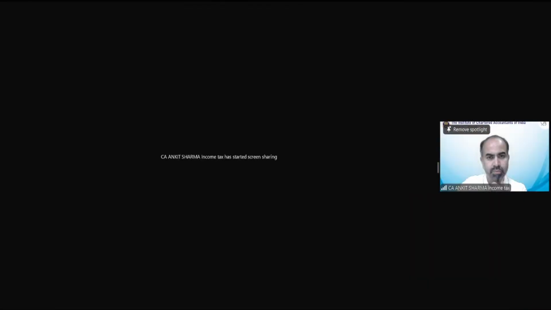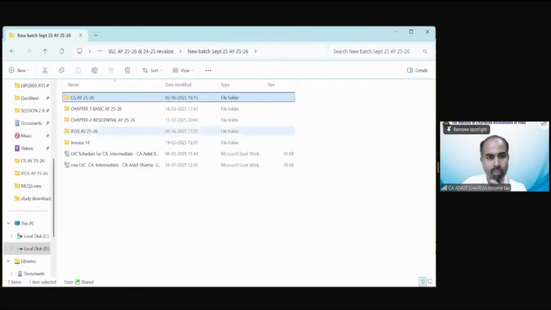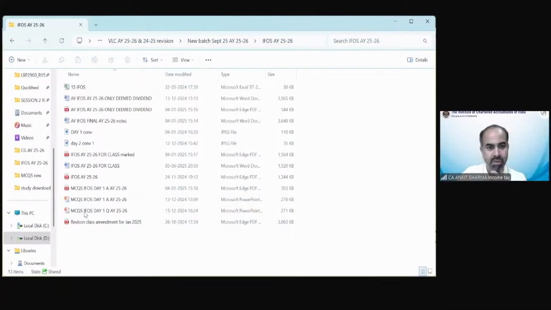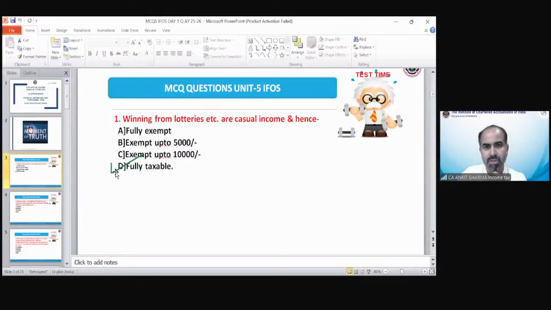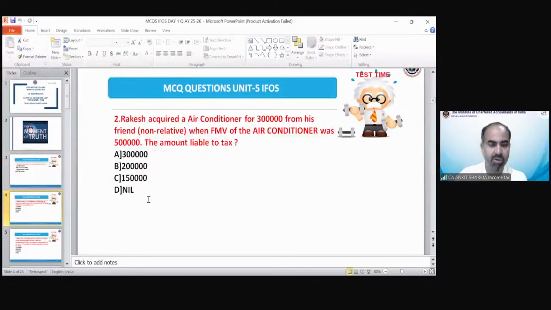There are some MCQs from income from other sources. I want to discuss those MCQs with you, and you have to answer those questions, students. I will upload the answers. The first answer has already been marked. From question number 2, we are going to solve these MCQs. Kindly read this and send me your answer.